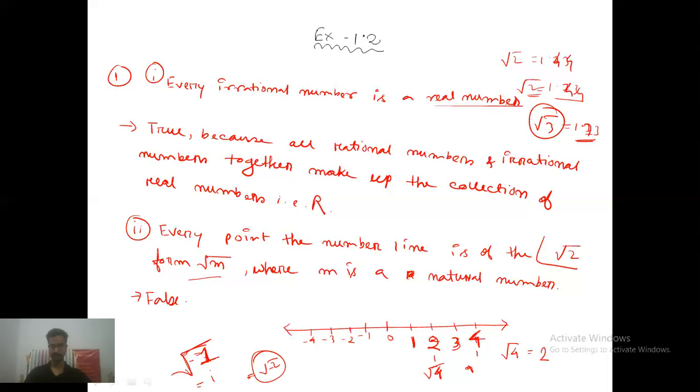Suppose the statement is given like this: every positive number is of the form of root over m, where m is a natural number, then it will be correct. But here it says every point. Every point means what? It will include negative number also, positive number also. Negative number we can't plot. That's why this will be false. So your answer will be like this. Write down false. Write down false.